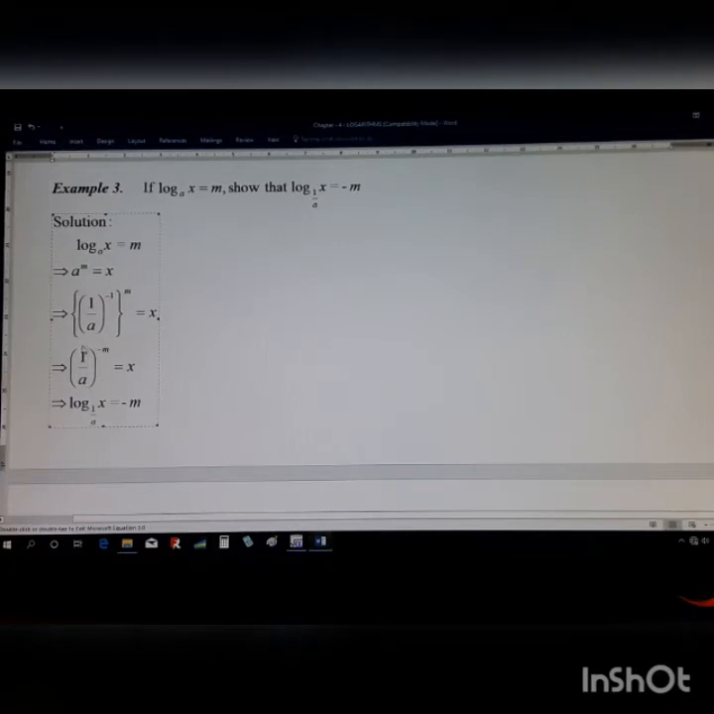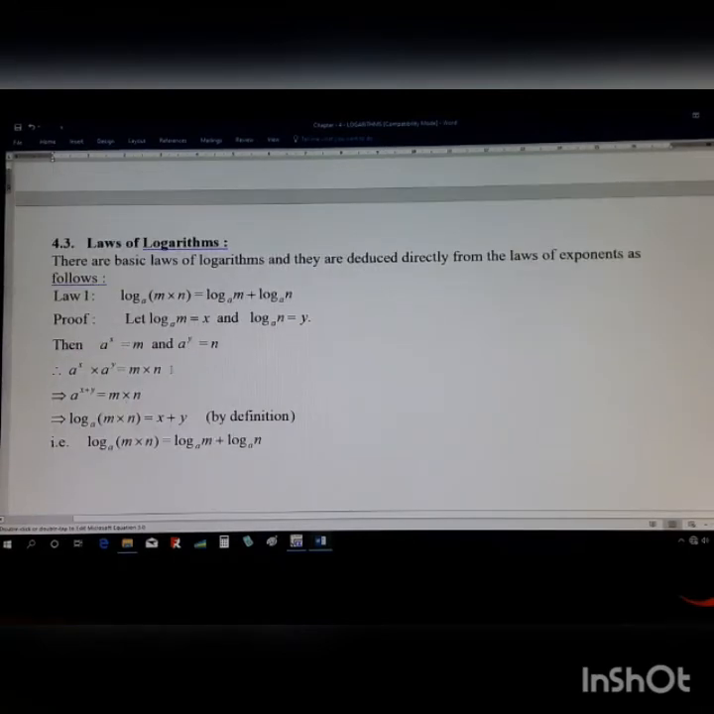So let us apply the logarithm. So log of this number x to the base 1 by a is the power. Power means over here. So now these are the laws of logarithms. These are very important. We have 4 laws here, and these will be used in solving your problems.